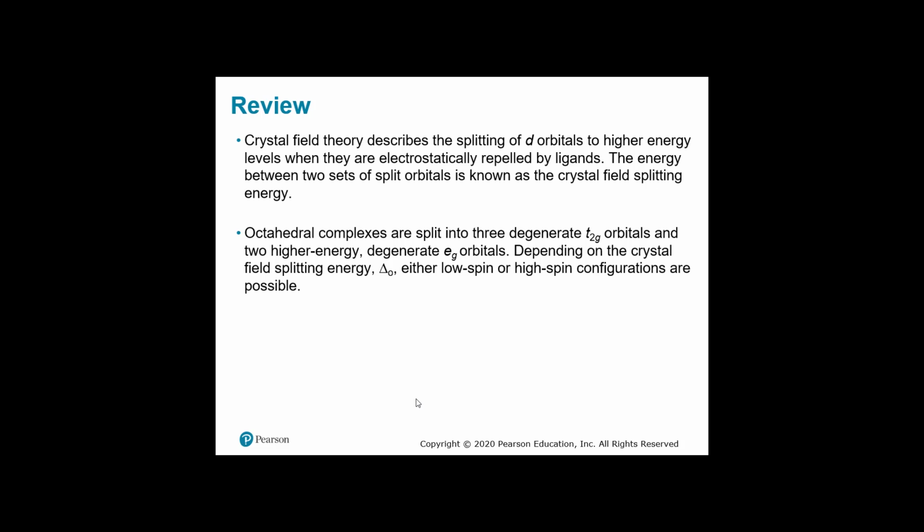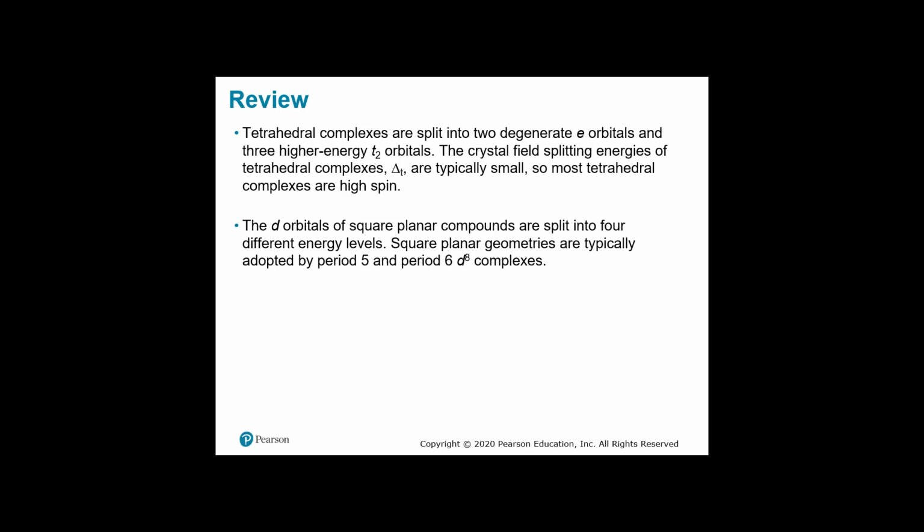So crystal field theory describes the splitting. This is the energy repulsion that creates the energy difference. Depending on the ligands, if they're high field or low field, that will also determine if they're going to be paired or not. It's the splitting of the d orbitals and what causes them to split. The octahedral complexes are split into 3 degenerate t2g orbitals and 2 higher degenerate orbitals. And depending on the crystal field splitting, it's either a low spin or high spin configuration.